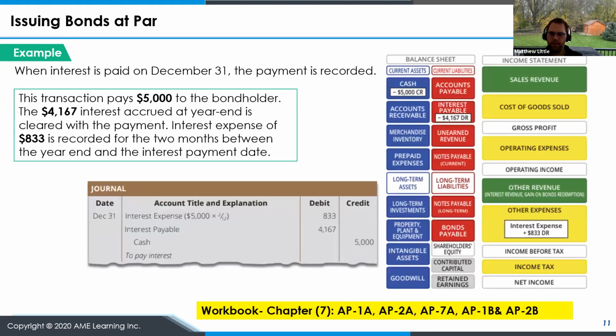So then when you pay it on December 31st, assuming that's 2 months into the next fiscal year, you would have to give up $5,000 in cash. Makes sense, for the full 5% on 100,000. You would reduce your interest payable by the amount that was accrued at year end of $4,167, and then the difference would represent the interest for the 2 months of the new year.